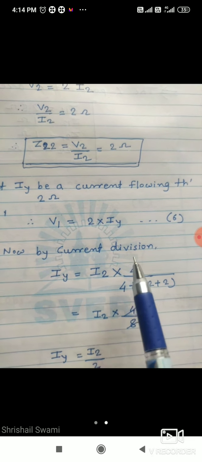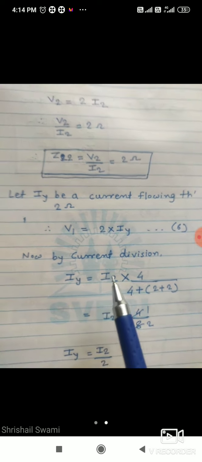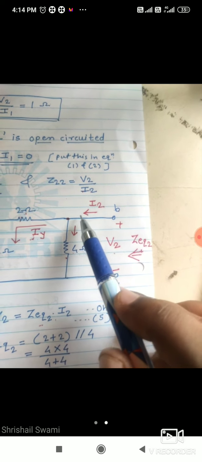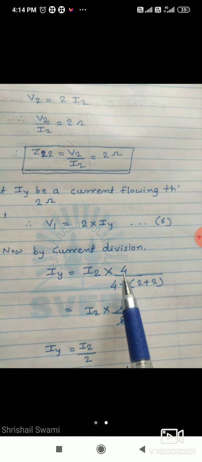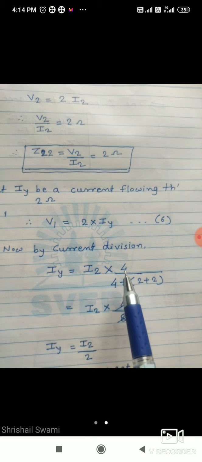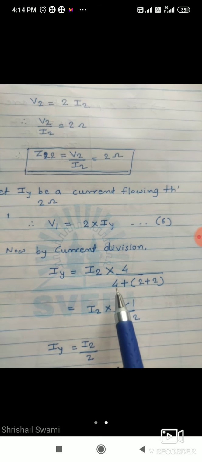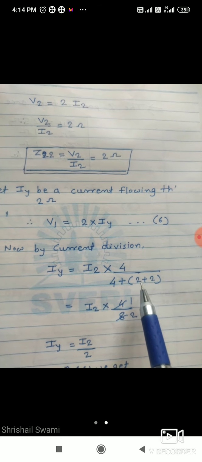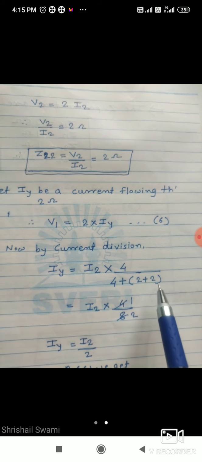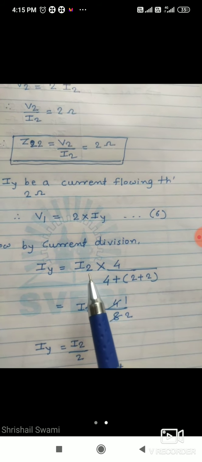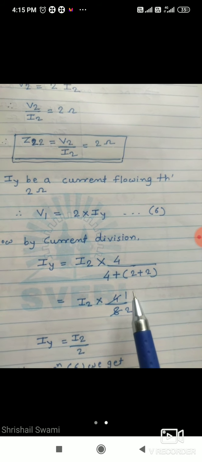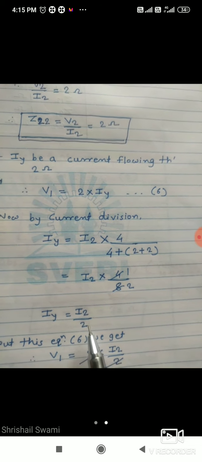By current division, Iy is equal to total current I2, which is getting divided. So total current I2 into 4, that is the opposite branch resistance, divided by 4 plus the total resistance of the branch through which Iy will flow, that is 2 plus 2. Don't write only 2. Now I2 into 4 divided by 8 is 1 by 2. So Iy is equal to I2 divided by 2.